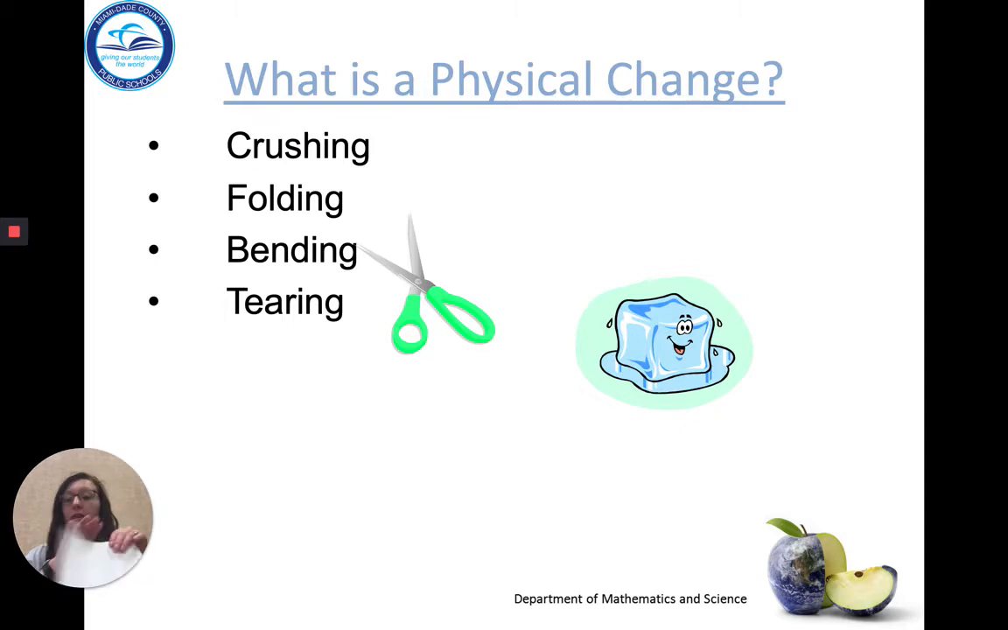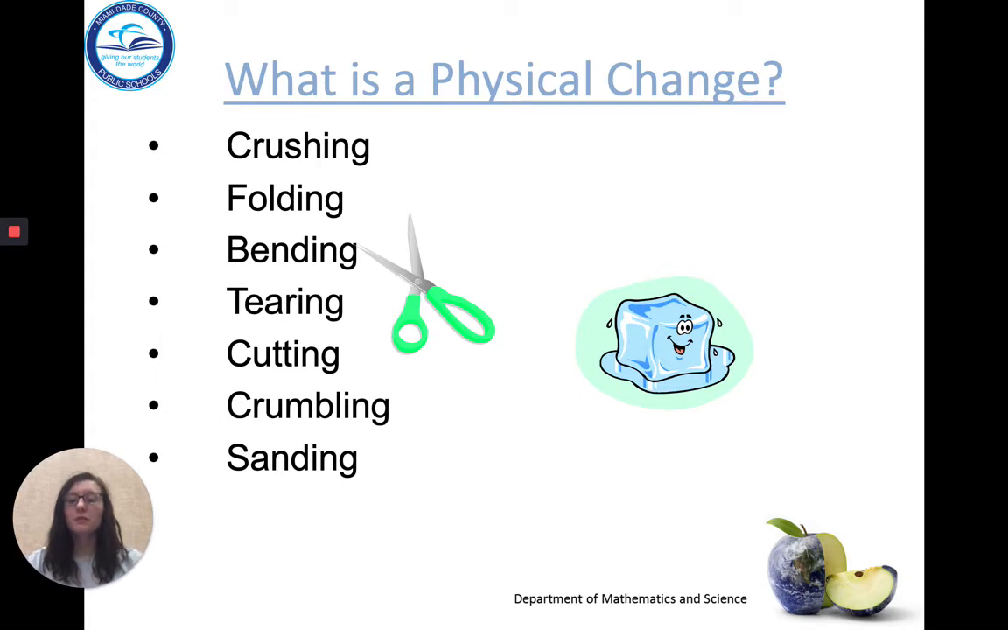Again, tearing is a physical change. I had one sheet of paper, and I still have a piece of paper, but now I have two pieces of that same piece of paper. So again, cutting. So I have a piece of paper, and now I cut it into two. So it's still a piece of paper, but now I have two pieces of that same piece of paper.